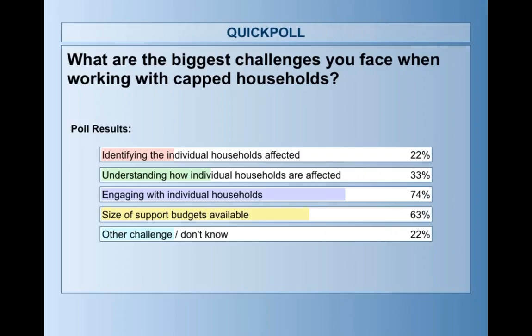Identifying the individual households affected is low, perhaps because you've already got those benefit cap scans. But understanding how they're affected, I think there is a bit more that you feel you could do about that. And the size of the support budgets available is obviously a big issue as well. So whether or not you're going to have the resources over the longer term. But understanding how individual households are affected, I think it is possible to have a richer understanding of that. And that's something that Giovanni is going to talk about. So over to you, Giovanni.